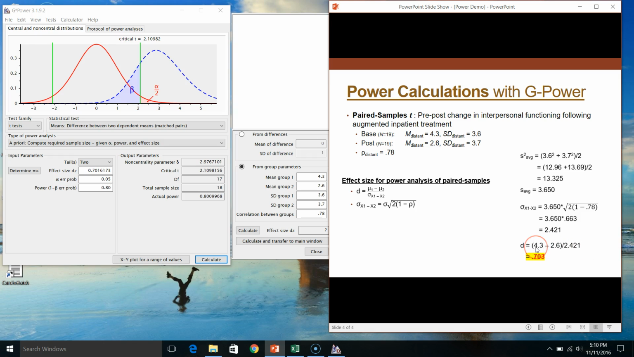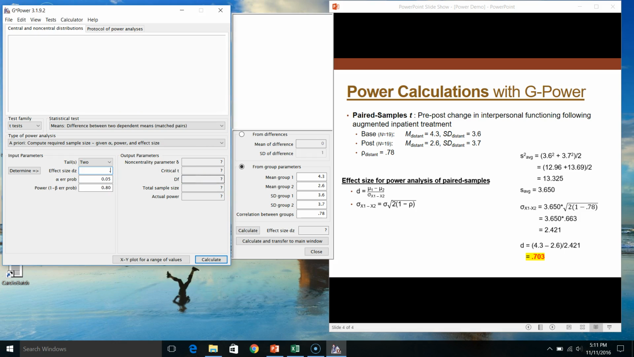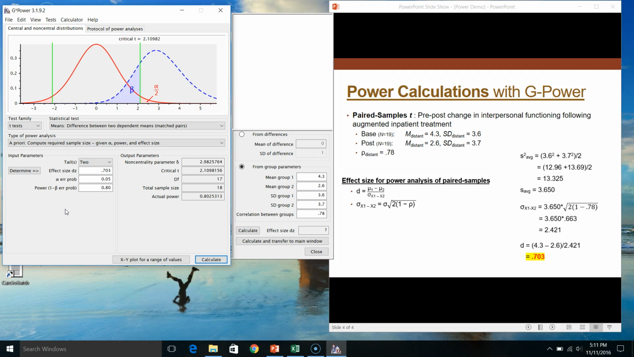And so if we take our pre-treatment minus our post-treatment divided by 2.421, which is the standard deviation measure that we've calculated for the purposes of power, we get an effect of 0.703, okay, which is very, very similar to what GPower calculated based on this. Okay, and so again, if we just enter what we've calculated, 0.703 at alpha equal 0.05, at power equal 0.80, we get functionally the same answer, right? We just tweak that very little.